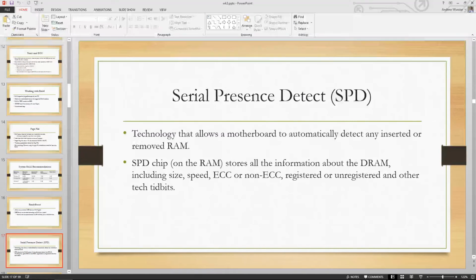Over time, you'll forget what this actually stands for. You probably won't even know SPD anymore. But as you're troubleshooting, you'll notice that the BIOS will automatically detect that you have a different hard drive or more RAM. A lot of times when you take RAM out or put more RAM in, it'll say, hey, the RAM is different. Then you have to press a key on your keyboard to confirm, yes, I took the RAM out.